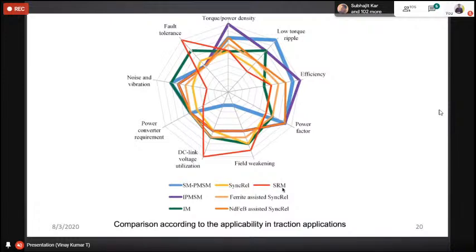What is the advantage of the switched reluctance machine? Compared to all other machines, the main advantage of the switched reluctance machine is DC link utilization. This is the peak point here of the SRM. DC voltage utilization is more in the case of SRM. One more advantage of this SRM is that fault tolerance is also more. Why is fault tolerance more?